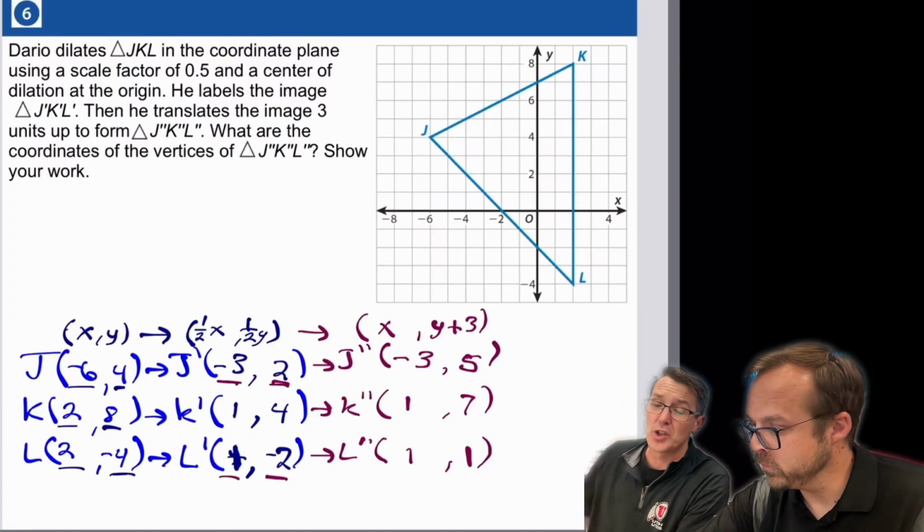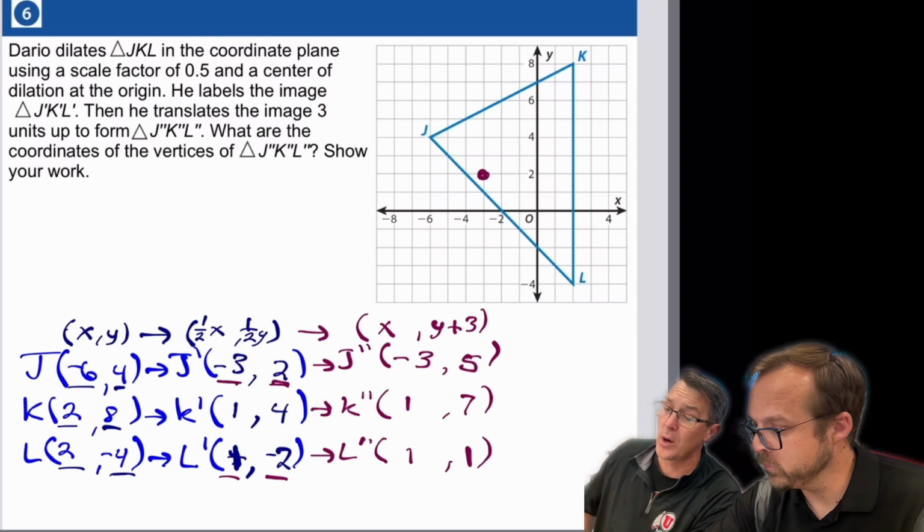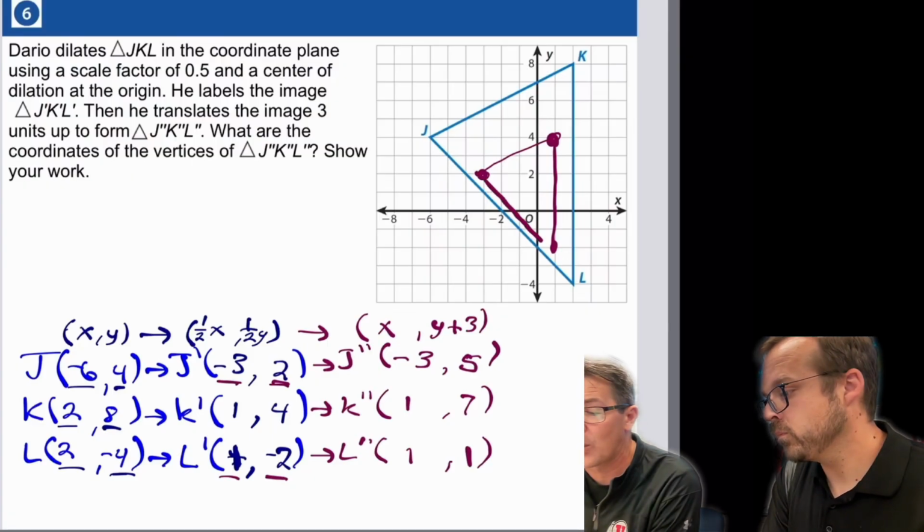So we're going to go to J prime, which is -3, 2. We're going to go to K prime, which is 1, 4. We're going to go to L prime, which is 1, -2, and draw the line. And you can see that would have been really hard to figure out where those points go without actually taking the ordered pair.